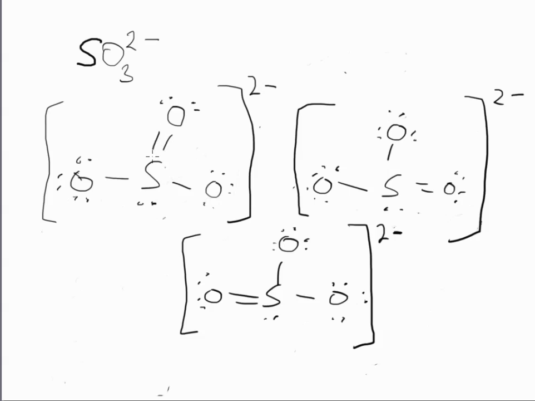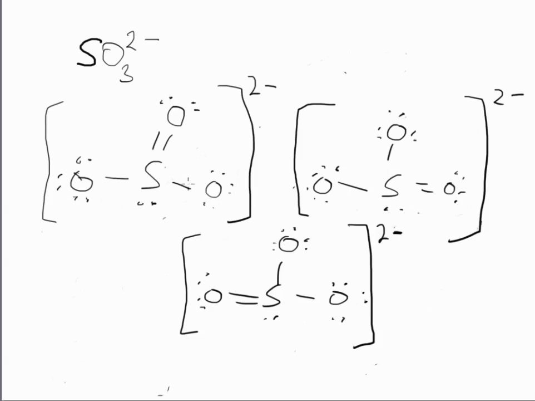Hopefully you can see that we have 3 different ways of writing this structure, depending on where the double bond is. So the double bond can be to this oxygen, to this oxygen, and to this oxygen. So we end up with 3 resonance structures that rapidly go between these 3 different structures here. So again, we don't end up with 1 short and 2 long bonds, but we actually end up with 3 bonds that are more or less the same length as each other, and they're somewhere between a double bond and a single bond.